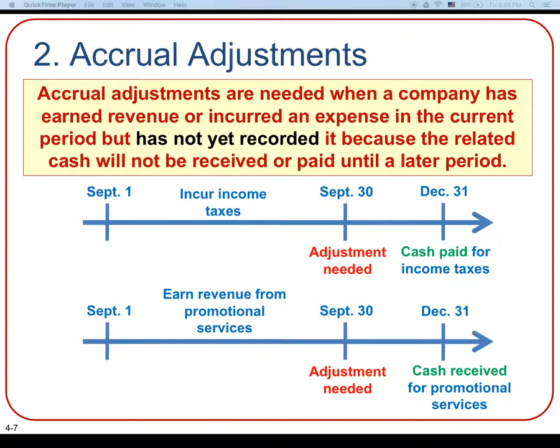That's according to the revenue recognition principle, because you have to record the revenue when the earning is already finished.